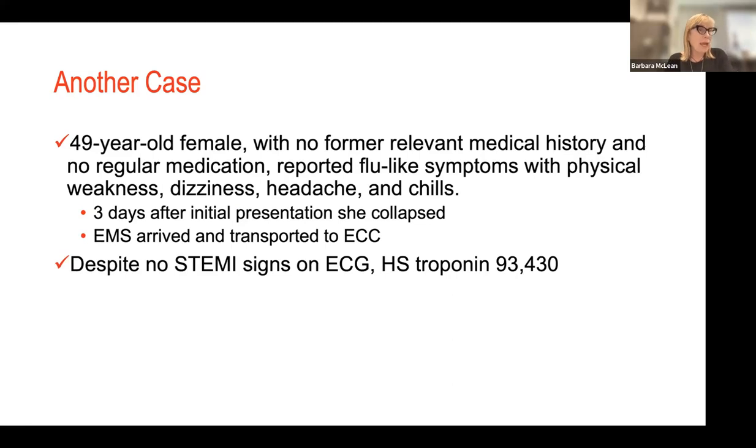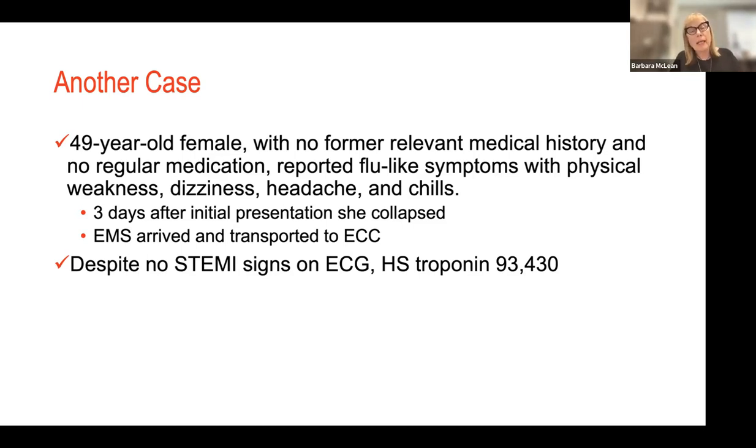I'm going to give you another case. This is a 49-year-old female who has no relevant medical history, no regular medication, comes into the ECC reporting flu-like symptoms. Of course, we rule her out for COVID. We think she probably has the flu. She's weak. She's dizzy. She has headaches and chills. But from the time that she presented with those symptoms, 3 days later, she collapses. Her boyfriend calls EMS. EMS arrives, and they transport her to the ECC.